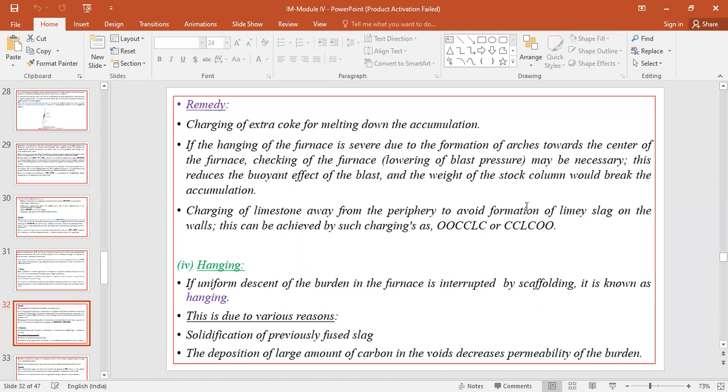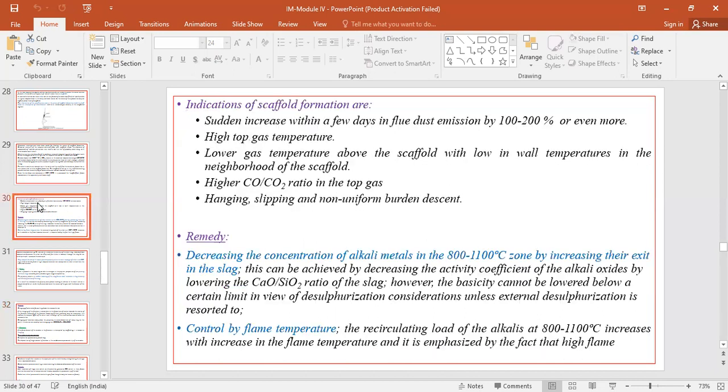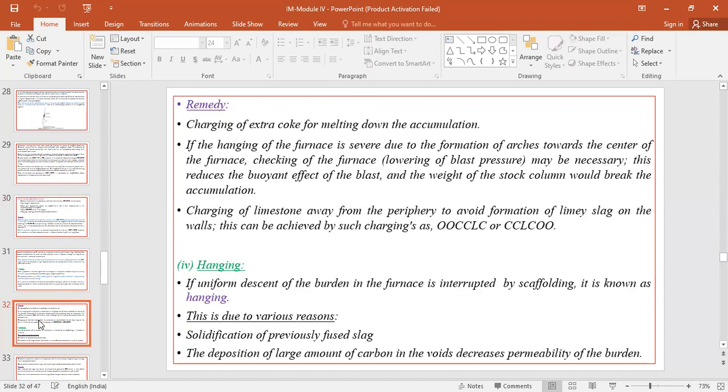And then the next irregularity is hanging. It is basically the after effect of this kind of solid projection. As I already discussed in the previous slide, hangings as well as the slippings, okay, these all are the after effects of formation of this kind of solid projections inside the blast furnace. So if uniform descent of the burden in the furnace is interrupted by scaffolds, then it is known as hanging.